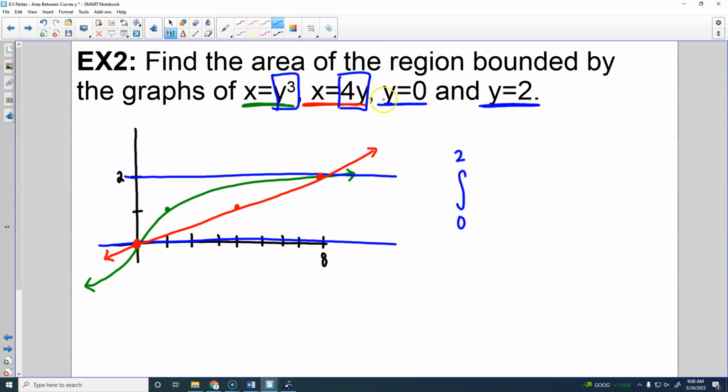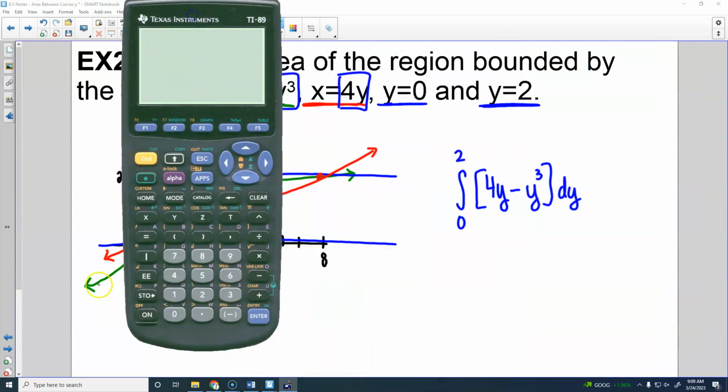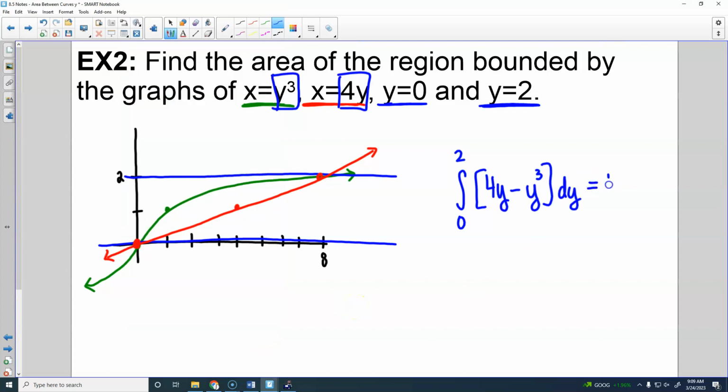And so we are doing the right-hand function, which is 4y, minus the left-hand function, which is y to the third. I'll put a dy here. And again, that one's not difficult to do by hand, but for the sake of time, we're still going to just do it over here. I might could do it faster without the calculator, but probably not. And we get 4 for that.